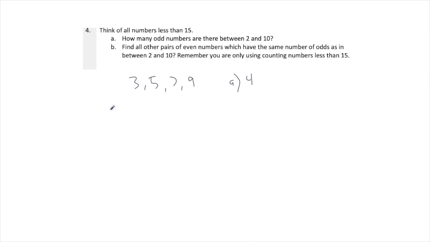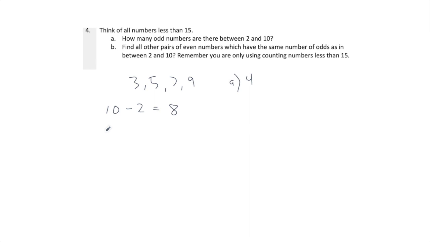So for part B of this problem, we have to find all other pairs of even numbers which have the same number of odds as between 2 and 10, and we are only allowed to use counting numbers less than 15. So in order for the pairs of even numbers to have the same odds as between 2 and 10, they must have the same difference as 2 and 10. So we can first find the difference of 2 and 10 by doing 10 minus 2 to get 8. So the pair of even numbers must have a difference of 8.